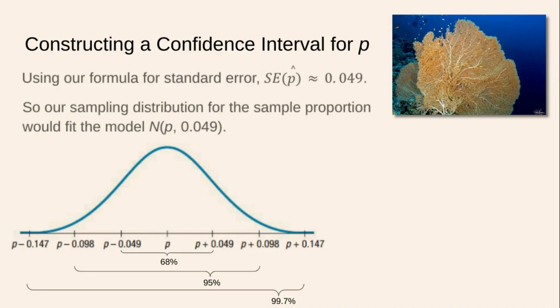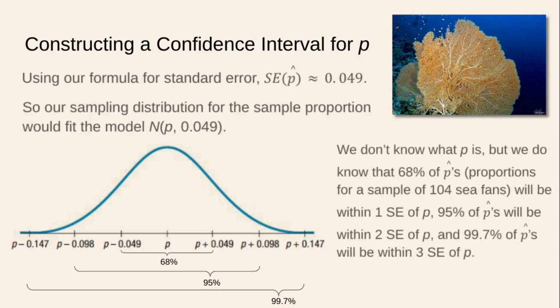But it has a standard deviation of approximately 0.49. Now, admittedly, that is a guess. That's a standard error, but if our sampling is good, that's going to be pretty close. We don't know what p is. Of course, if we did, we wouldn't need to do any of this.